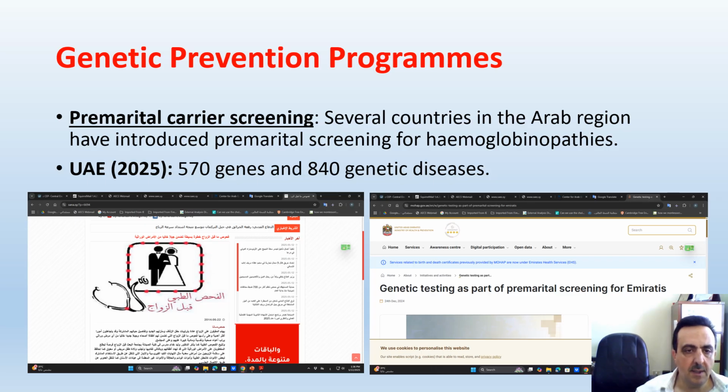and have genetic testing. In the United Arab Emirates, in the past, the premarital program used to cover only sickle cell anemia and thalassemia. But starting from this year, it covers 570 genes and 848 genetic disorders, which is a very powerful program to prevent getting new cases of genetic disorders in the United Arab Emirates. In Syria, we still only cover thalassemia and sickle cell anemia.